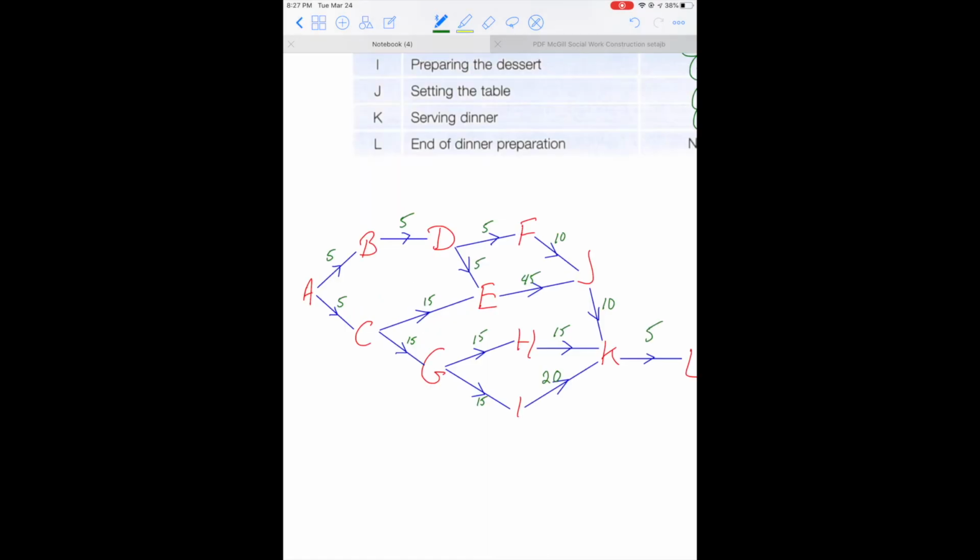Then we want to know how long this is going to take. Like, what's the shortest amount of time it's going to take? And remember, it's really the longest amount of time. We can get to D, and then we have to make a decision.